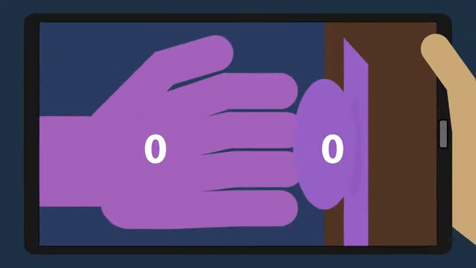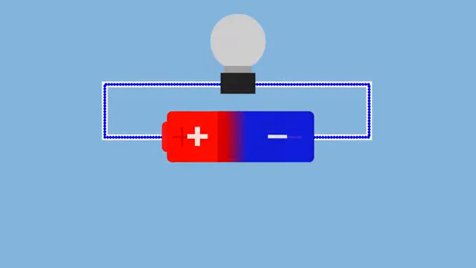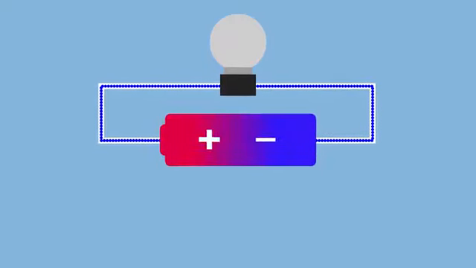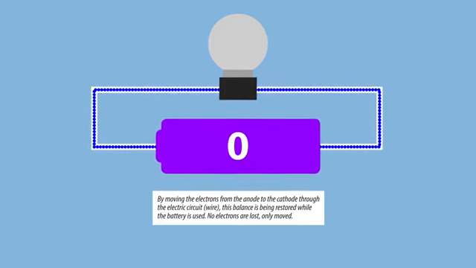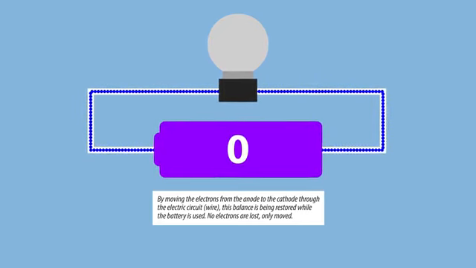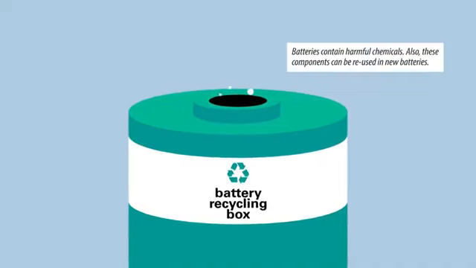Remember, nature always tries to return to a neutral charge equilibrium. When a battery has gone flat, as they say, nature has rebalanced the electron difference between the battery's two sides and it has returned to its neutral charge equilibrium. By the way, make sure you recycle empty batteries.